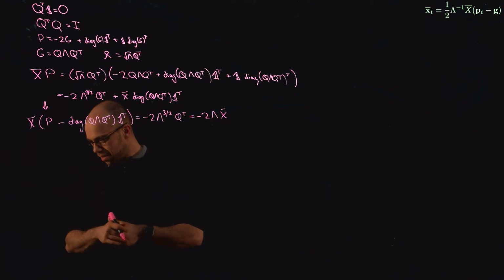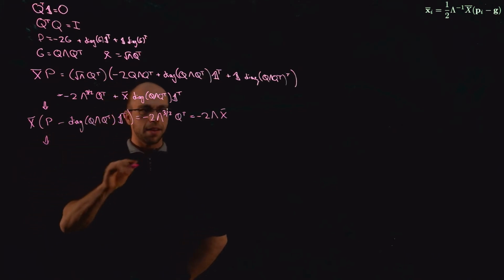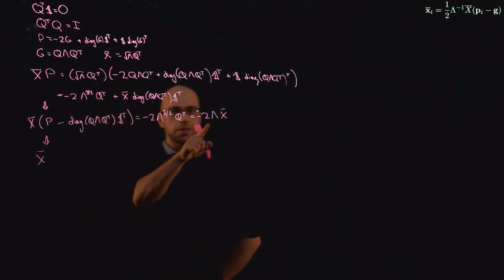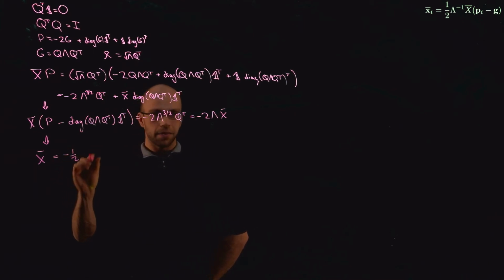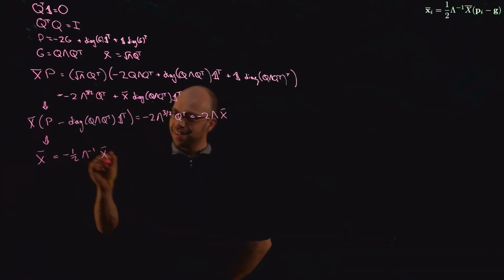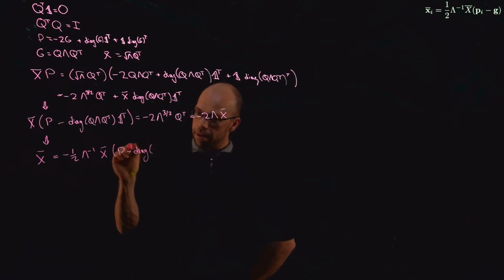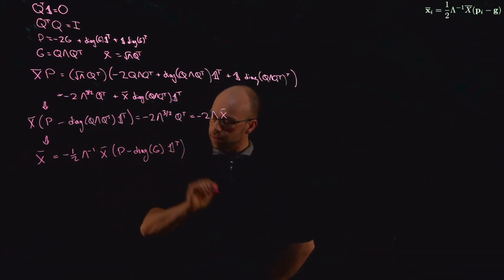is that we'll have x bar is equal to, sorry, my notes are incorrect, but I'm pretty sure that I'll be right if I do this, is minus 1/2 lambda inverse x bar times p minus diag of, remember this is just G, our gram matrix, 1 transpose. Okay.